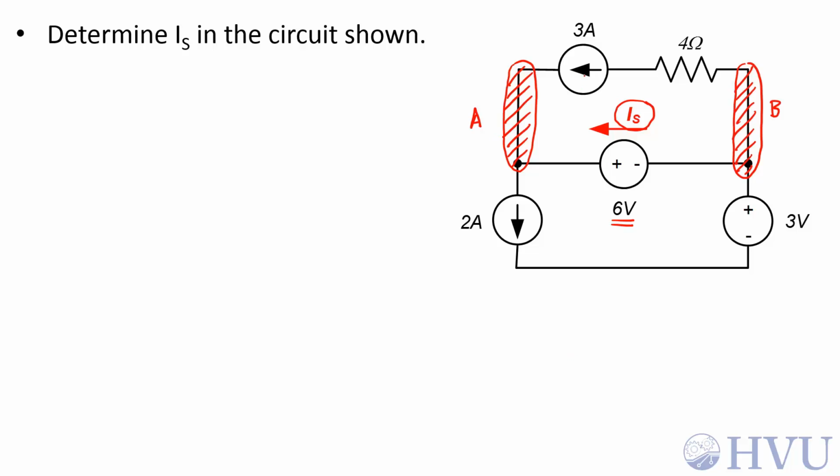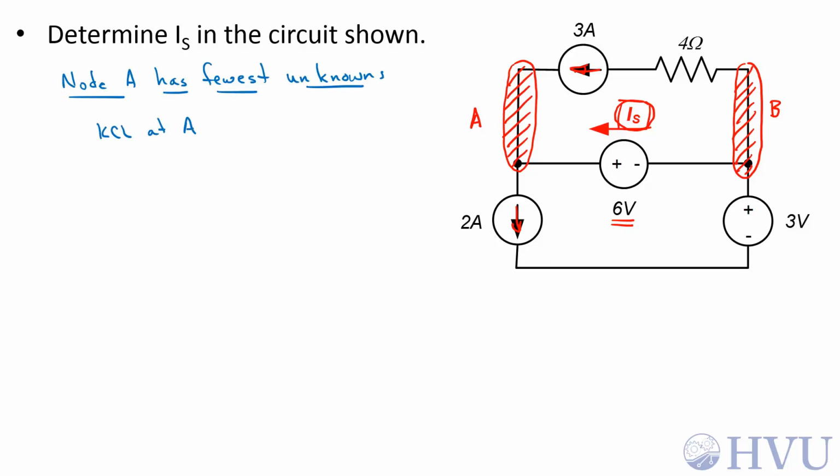At A, we know the current coming from this current source, we know the current coming from this current source, and we want to know this current. We know 2 out of the 3 currents at this node. We're not so lucky at node B. We have a couple of other unknown currents through the 3-volt source and through the 4-ohm resistor. So to get the least number of unknowns, let's do KCL at A.